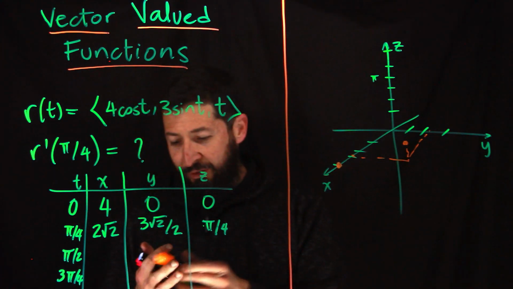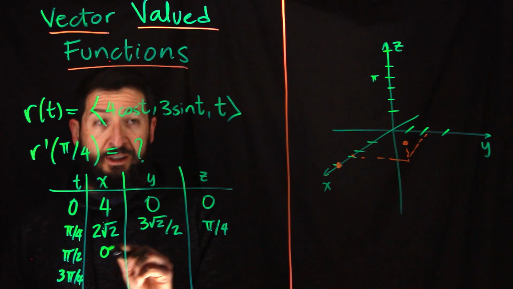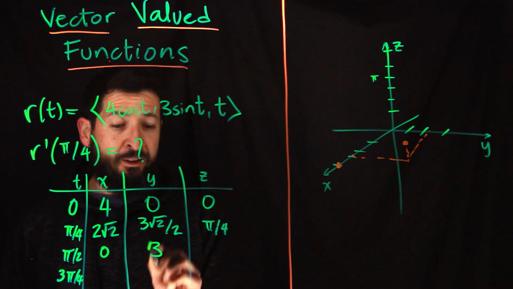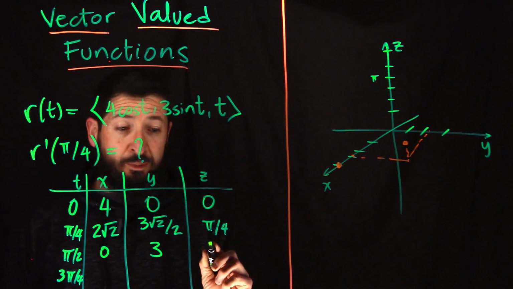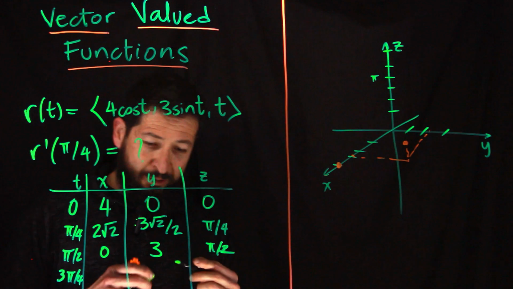Now my third point is going to be pi over 2. I'm going to plug it in here. Cosine of pi over 2 is 0. Sine of pi over 2 is 1, so that gives me a 3. And this is going to be pi over 2. Oops, I want to write 4. Pi over 2.